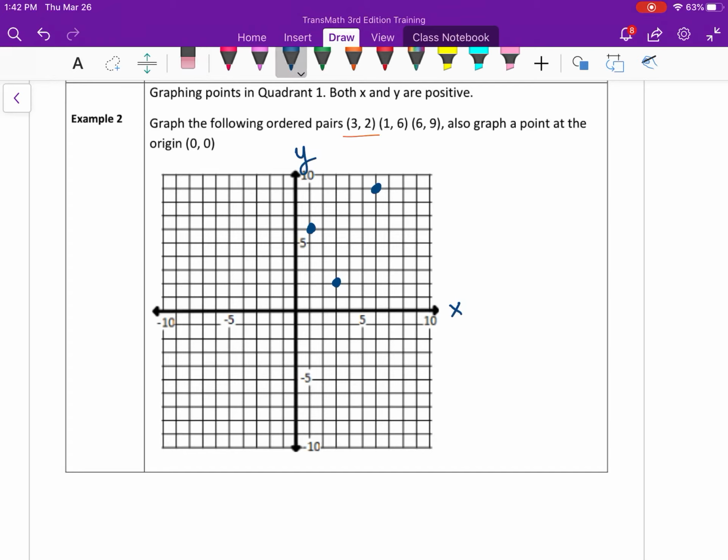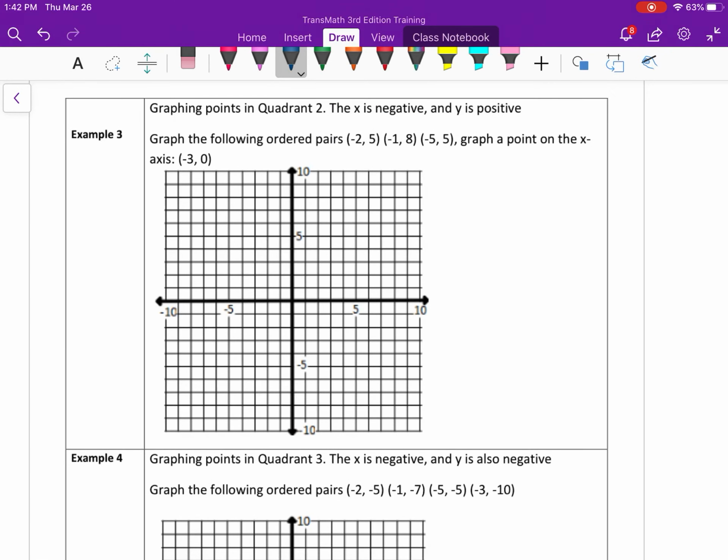So those are all points in the first quadrant. Notice that both coordinates are positive, x and y. Then I also want you to graph the origin at 0, 0. Remember, that would be the point right there. So those are some practice graphing points in the first quadrant.